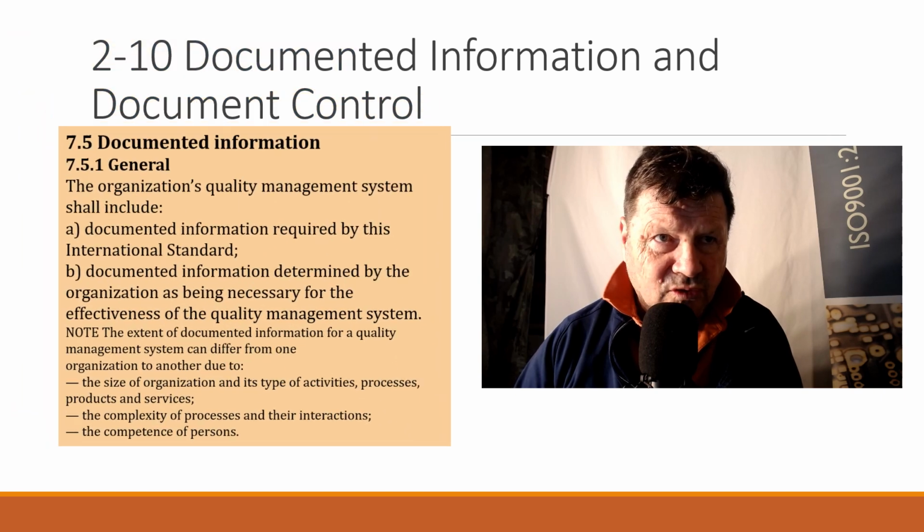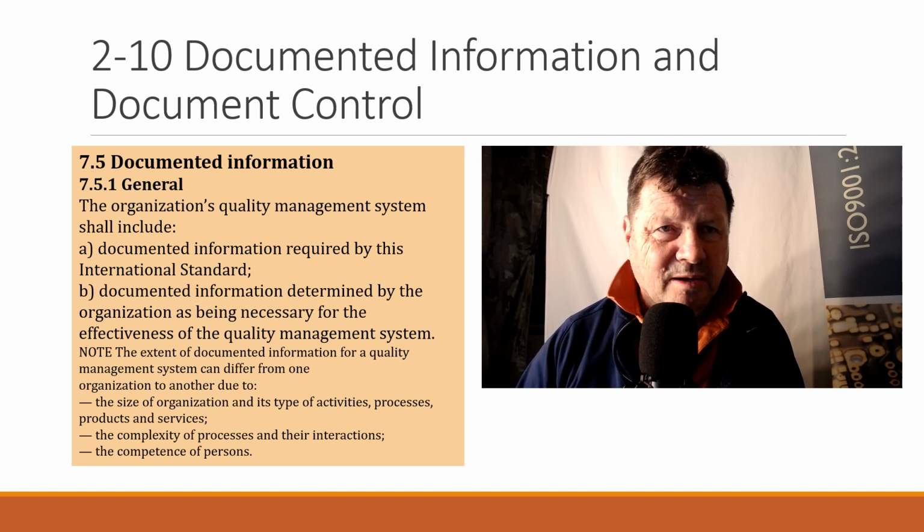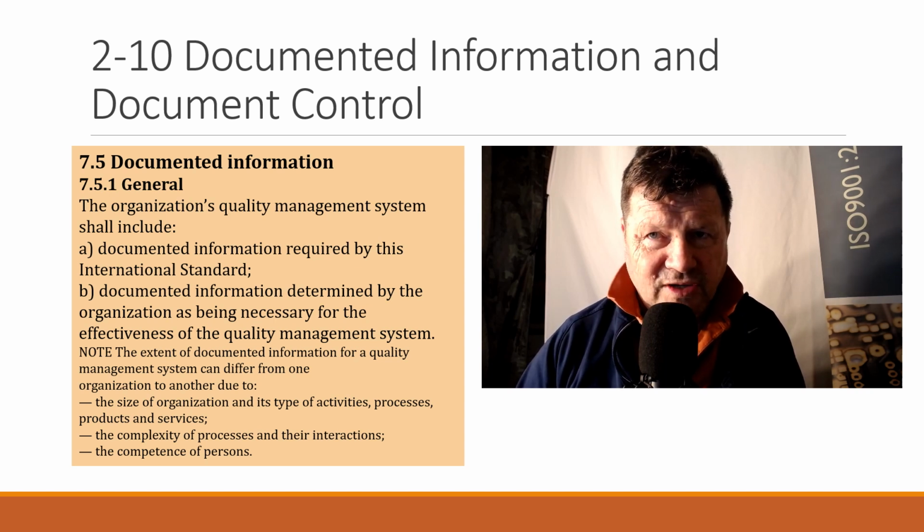Next is document control. The organization's quality management system shall include any documented information required by the standard and any documented information determined by the organization. So in other words, you make up the rules for this except for the 38 required pieces of documented information that are required by the standard.